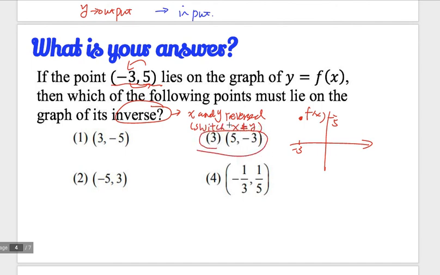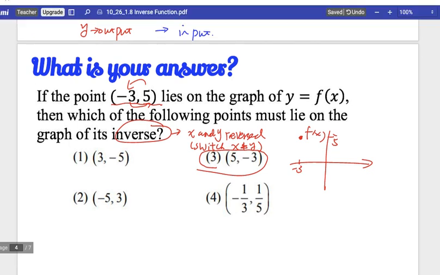So this is the first video for this lesson. In the second video, we are going to use a different example to reinforce your understanding of inverse function. See you soon in the next video.